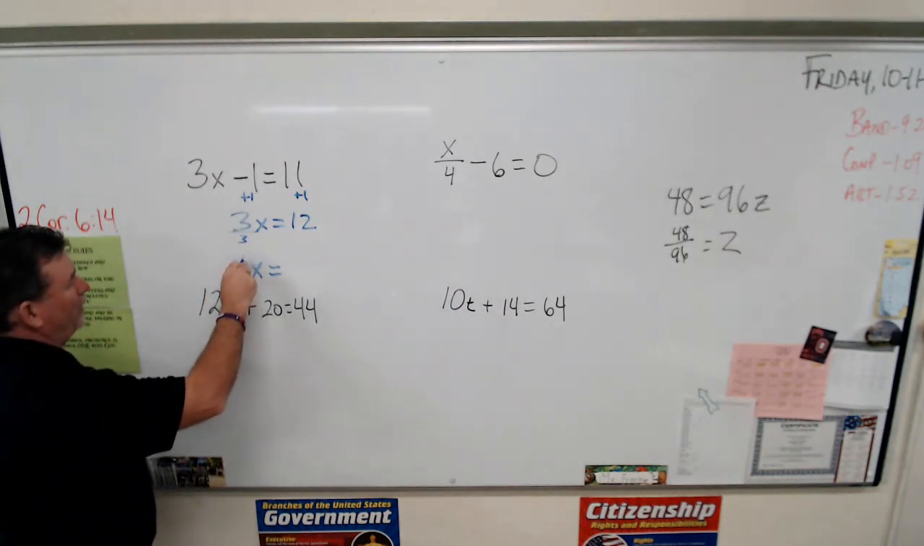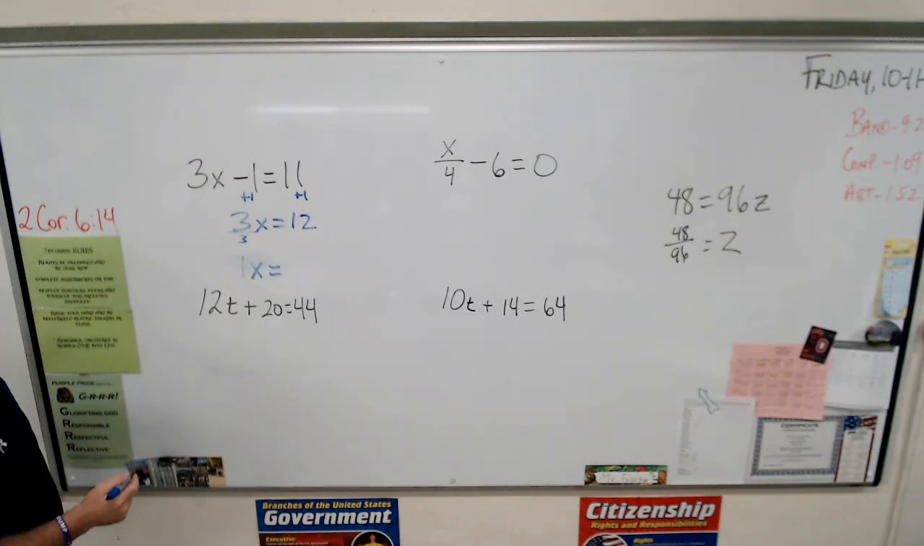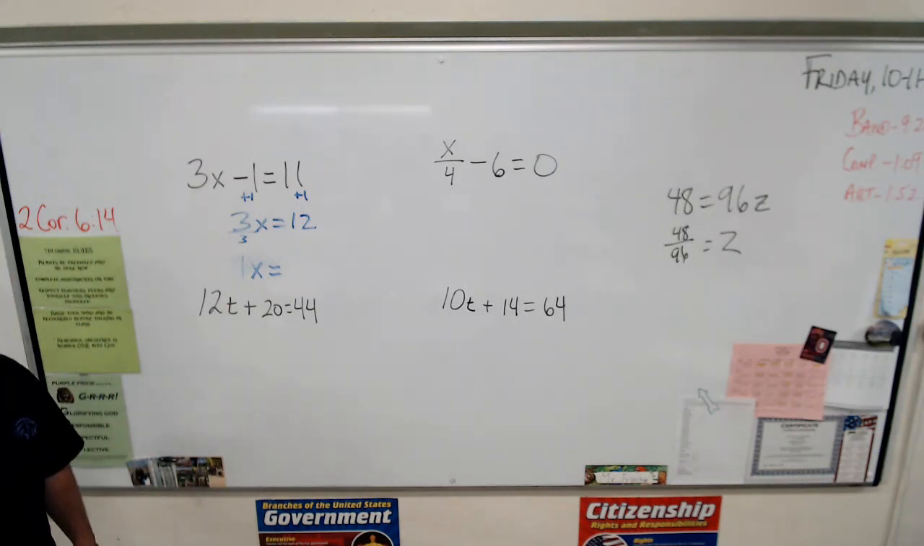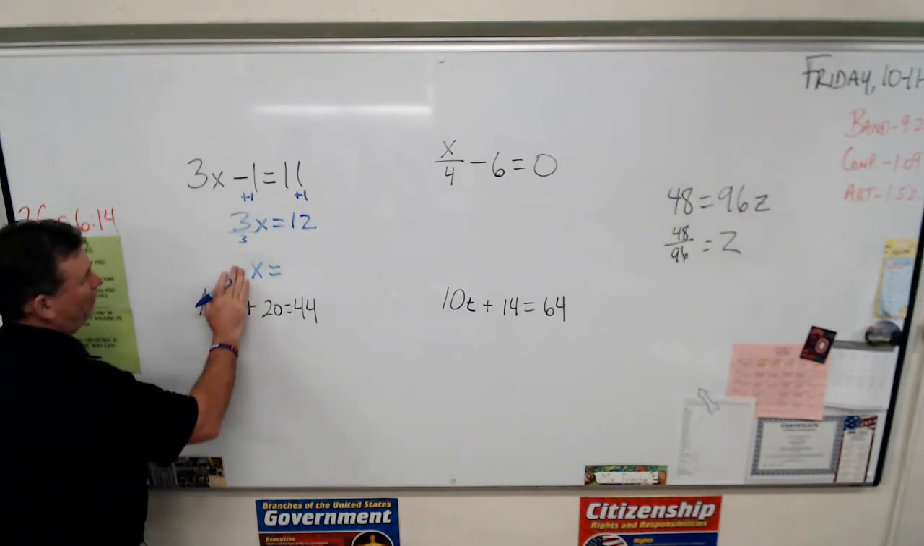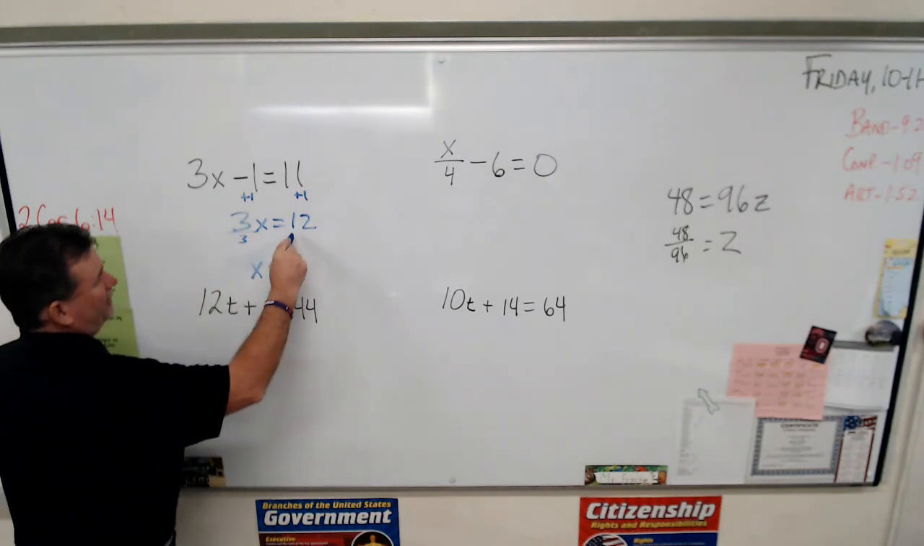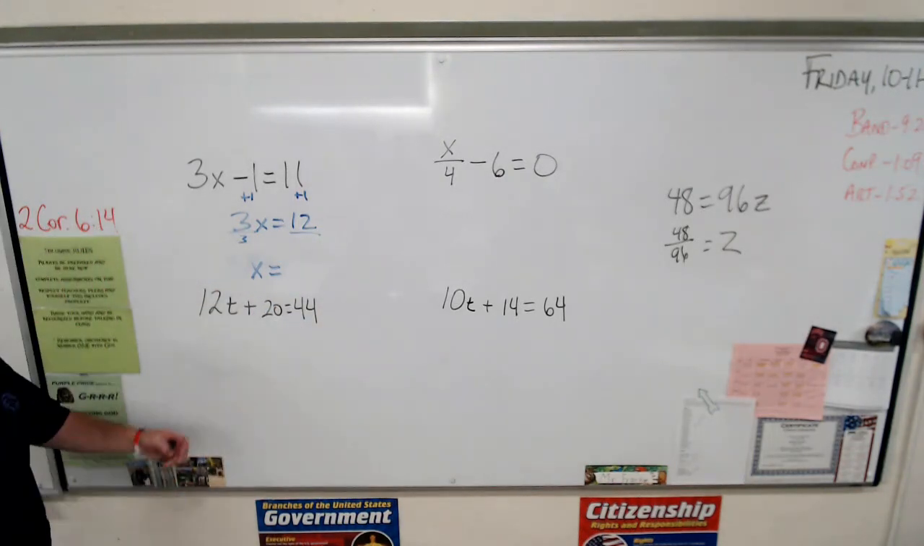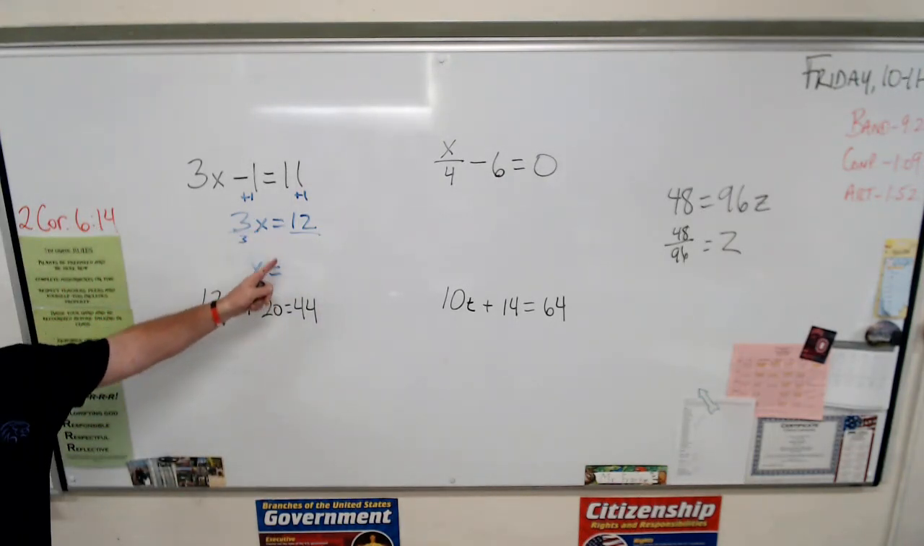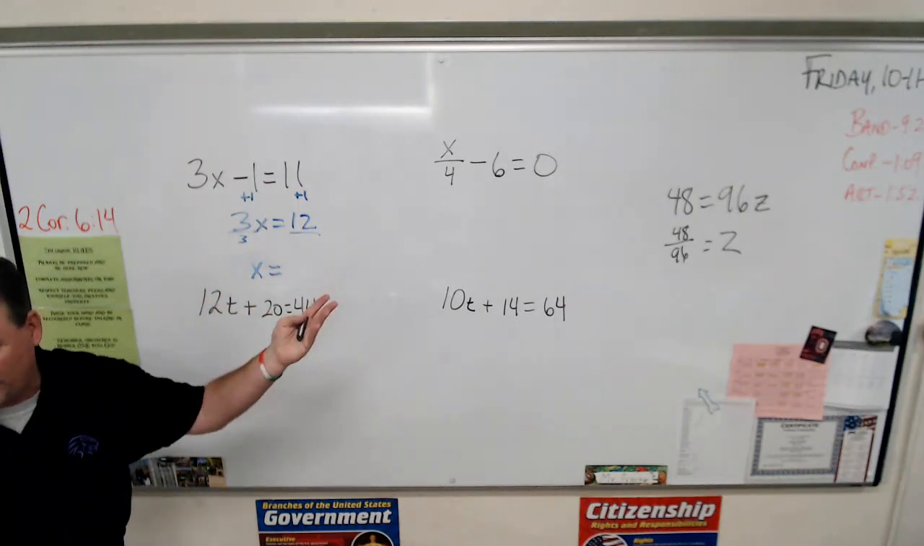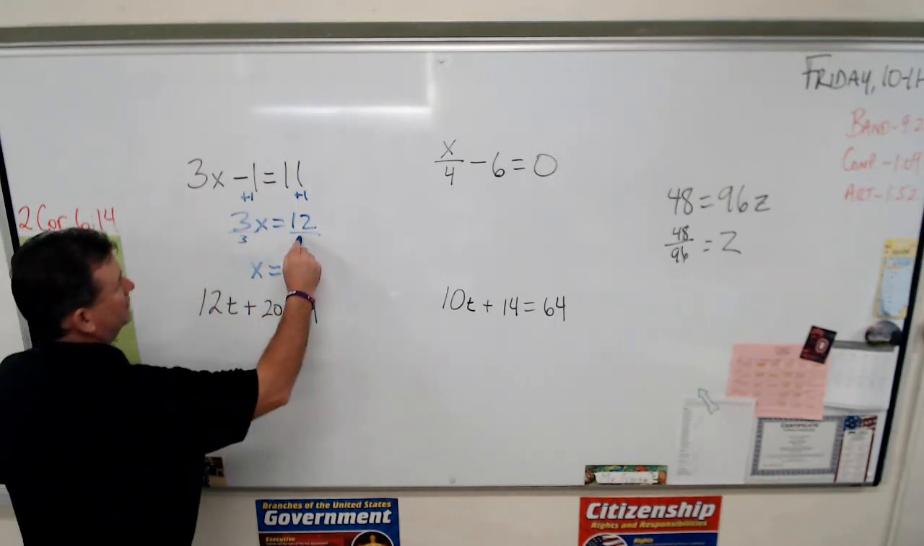Do I have to write the 1 in front of the x? No. It's understood to be a 1. I divide this side by 3. Why? Because whatever I do to one side of an equation, I have to do to the other. It doesn't make any sense otherwise.